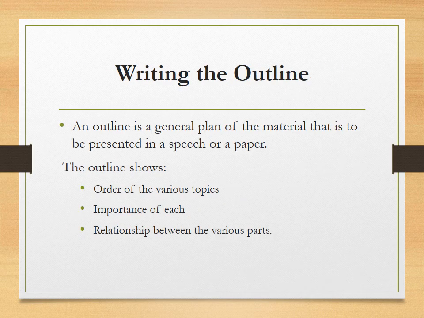So, let's talk about writing an outline. An outline is a general plan of the material that is to be presented in a speech or a paper. The outline shows the order of the various topics, the importance of each, and the relationship between the various parts. So, you have to find those connections, because that's really what learning and writing does. It shows you connections that are not necessarily surface connections. It's a deeper analysis, a deeper understanding.